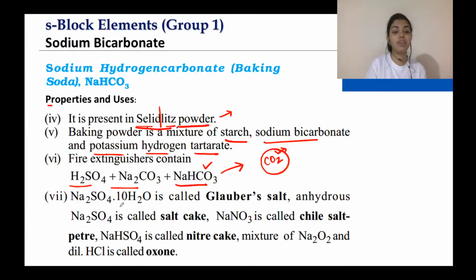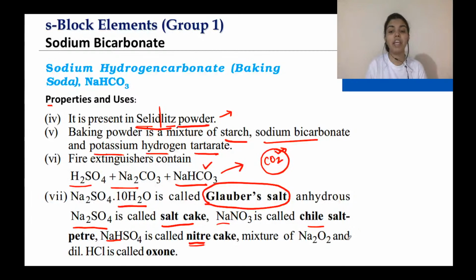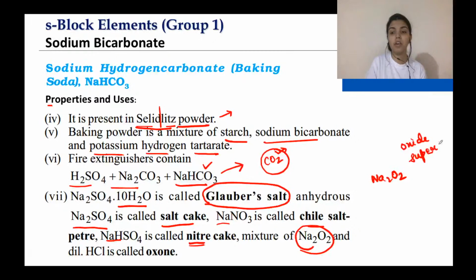Now Na2SO4.10H2O is known as Glauber's salt. Anhydrous Na2SO4 is called salt cake. NaNO3 is called Chile saltpeter, and NaHSO4 is called nitre cake, and a mixture of Na2O2. Now you tell me, what is Na2O2? Is it an oxide, a superoxide, or a peroxide? Anyone with the answer? What is Na2O2? Is it an oxide, superoxide or peroxide?